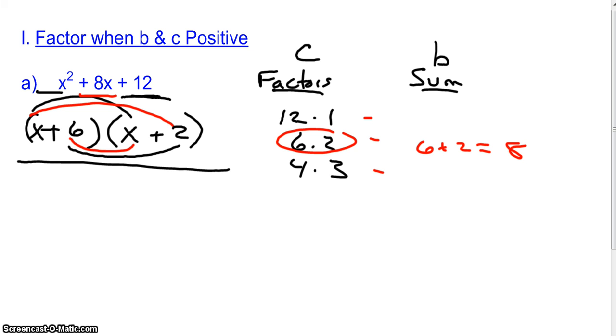So when we do first terms, x times x, x squared. X times 2, 2x, 6 times x, 6x. 2x plus 6x is 8x, and 6 times 2 is 12. Very good. So we're looking at the factors of the final term that add up to the middle. Okay, the outside, inside add up to the middle.